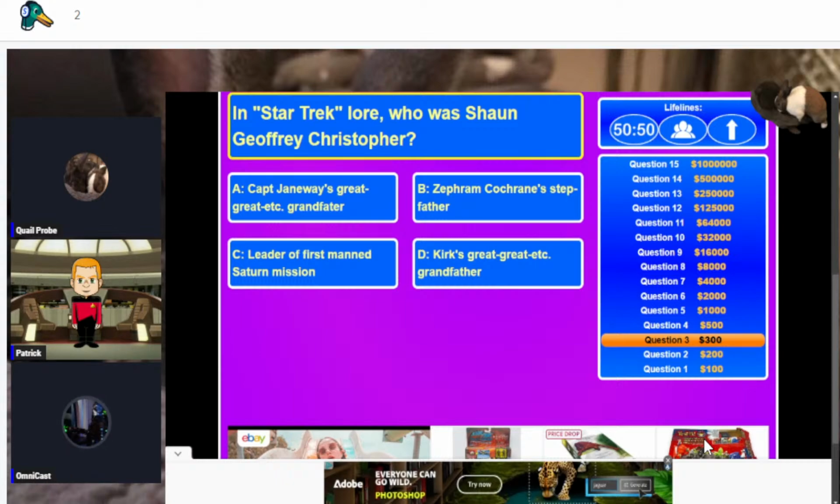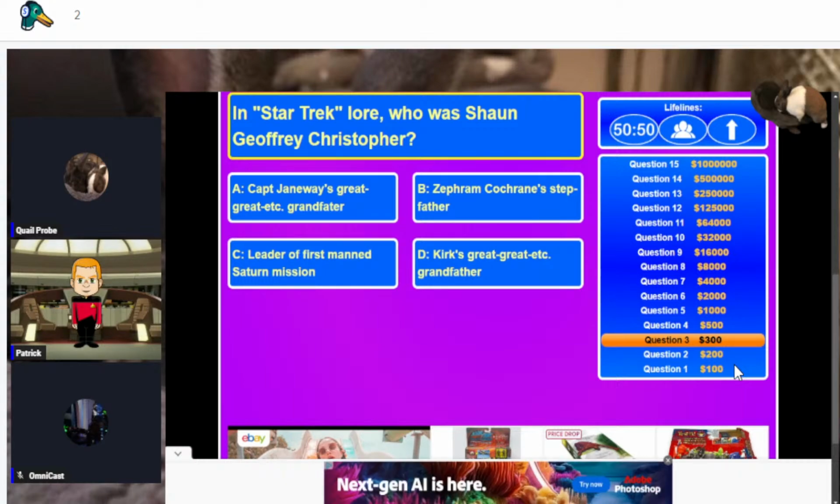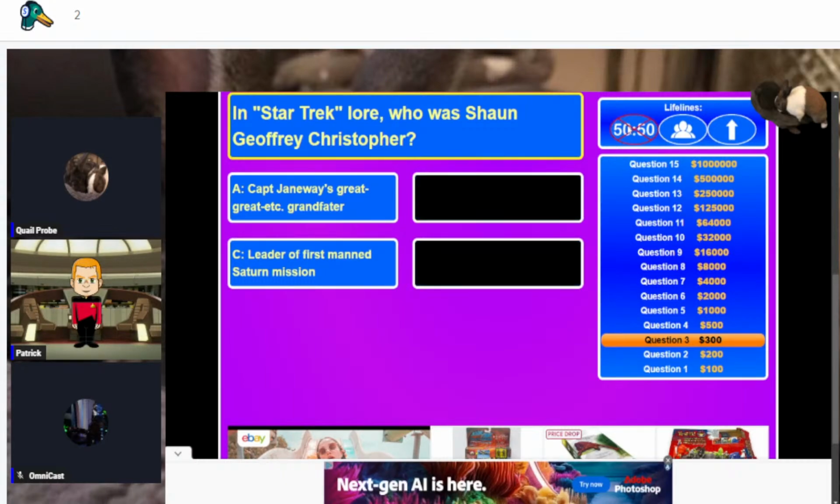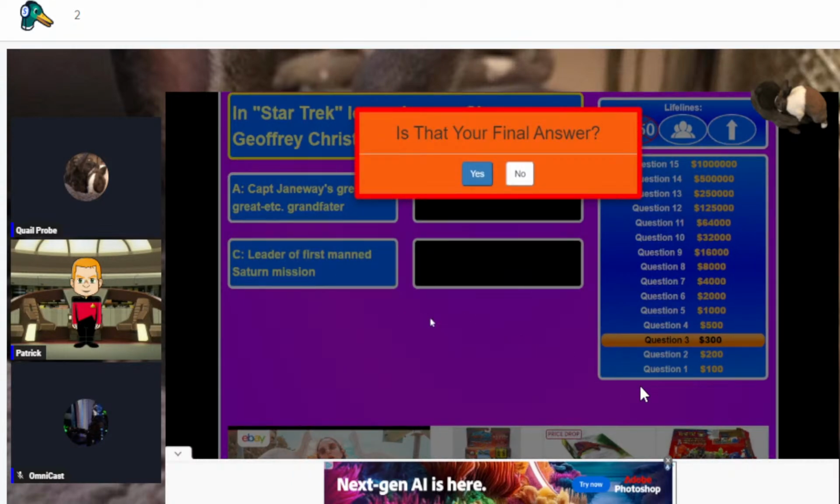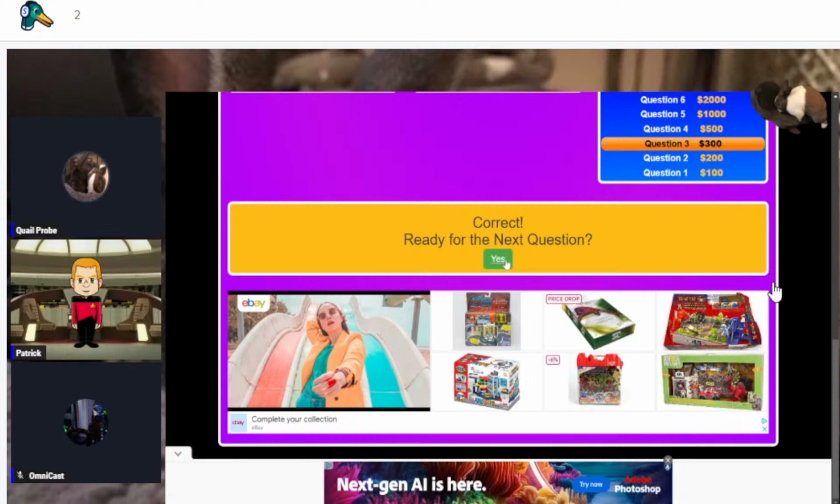The collective stands by to assist. Janeway's great grandfather? No, don't think so. Cochrane's stepfather? I'm thinking C, but let's do a 50-50. That leaves you with Janeway's great grandfather or leader of the first Saturn mission. My C still stands. Yeah, I'm giving this as my final answer. C. That's correct.